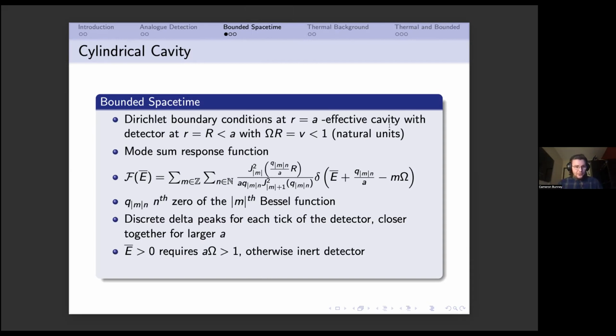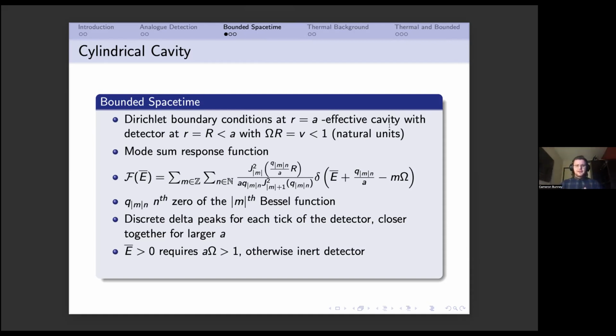A technical point is that if we look at E bar greater than 0, due to the argument of the delta function, we actually require that a point co-rotating at the boundary needs a velocity faster than the speed of sound / the speed of light. So A omega is greater than 1. If we don't impose this when E bar is greater than 0, then the delta function will never have 0 argument, and so the detector will never tick.